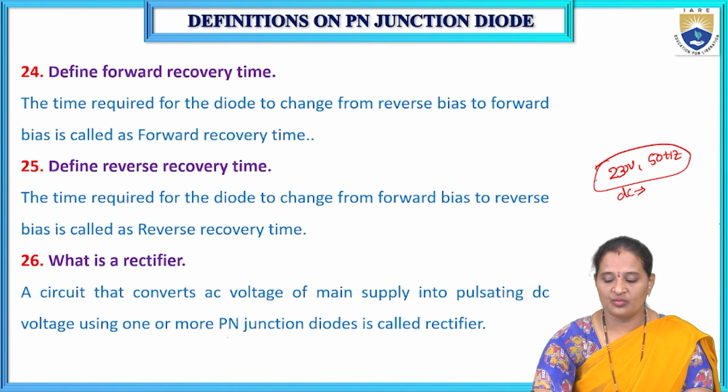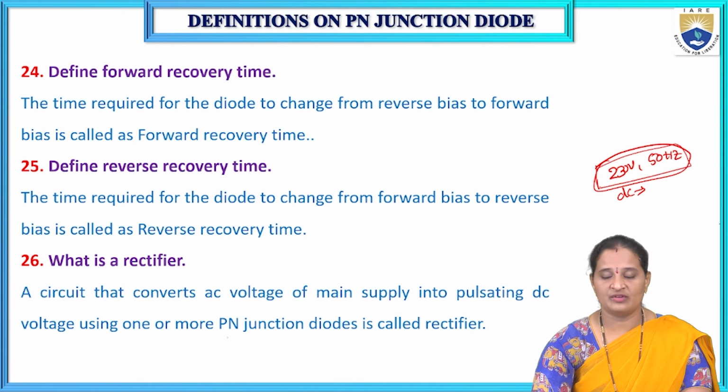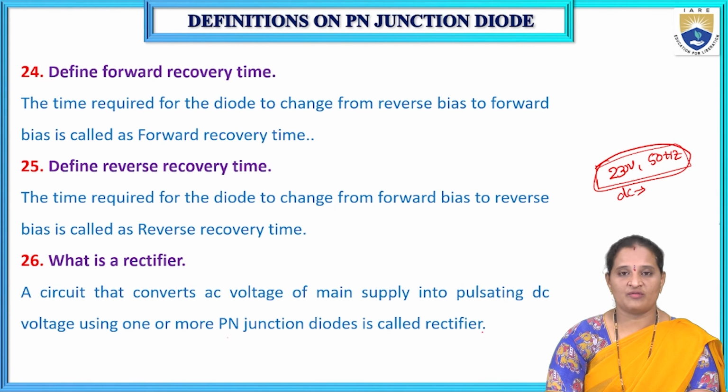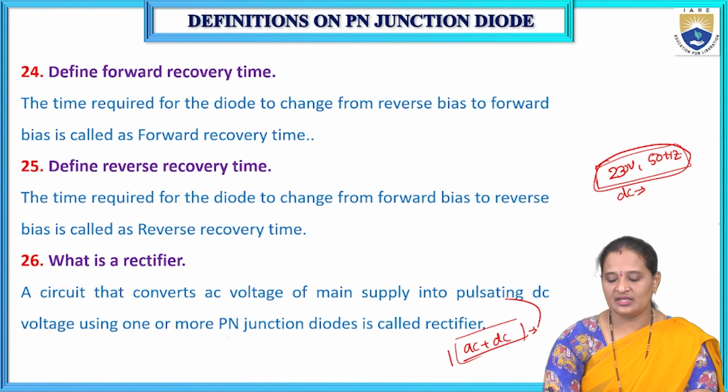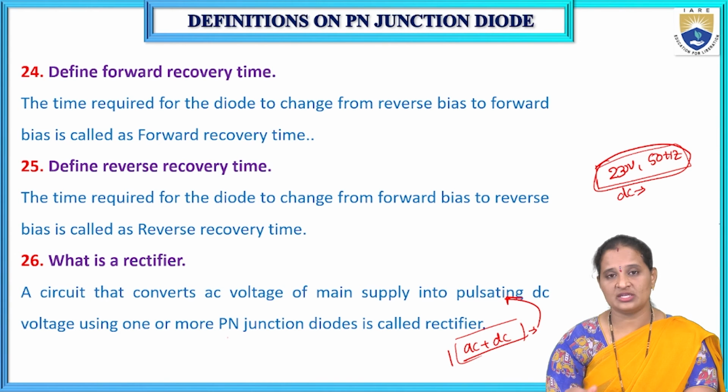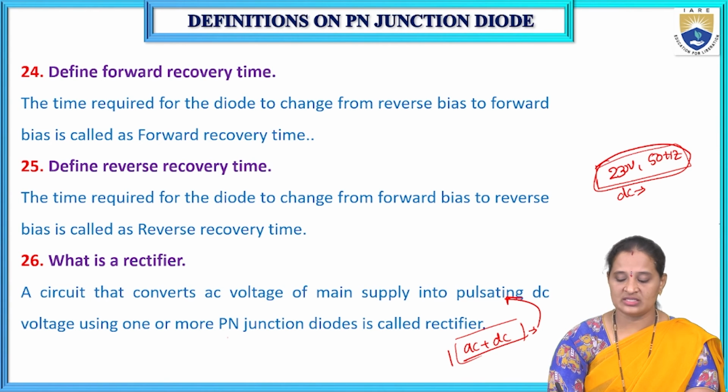So what we need to do is convert the AC supply which we get from the mains into DC. This is the major block which converts the given AC supply into pulsating DC. What do we mean by pulsating DC? It is not the pure form of DC. It also includes some AC components. So AC plus DC is nothing but pulsating DC. That means it consists not only of DC components, it also includes some AC components. That is why it is called pulsating DC.